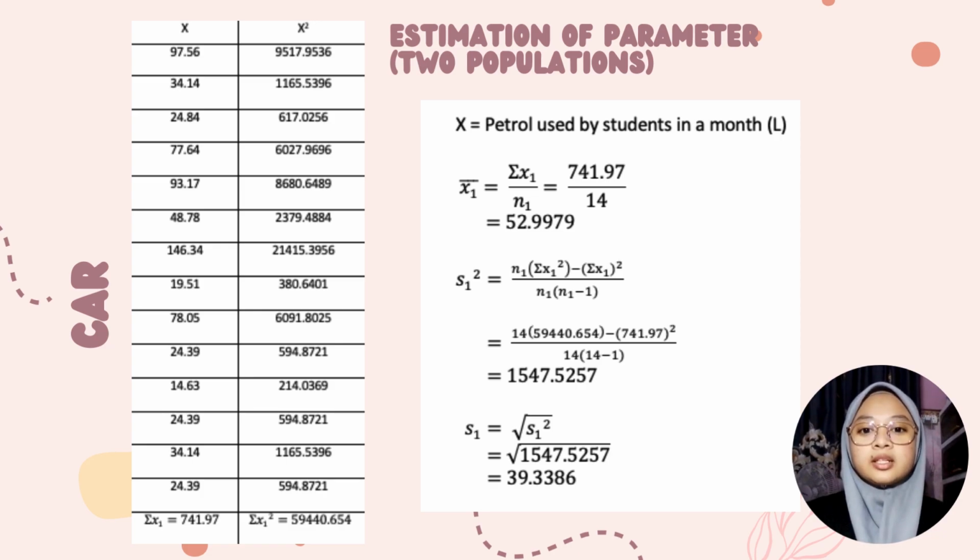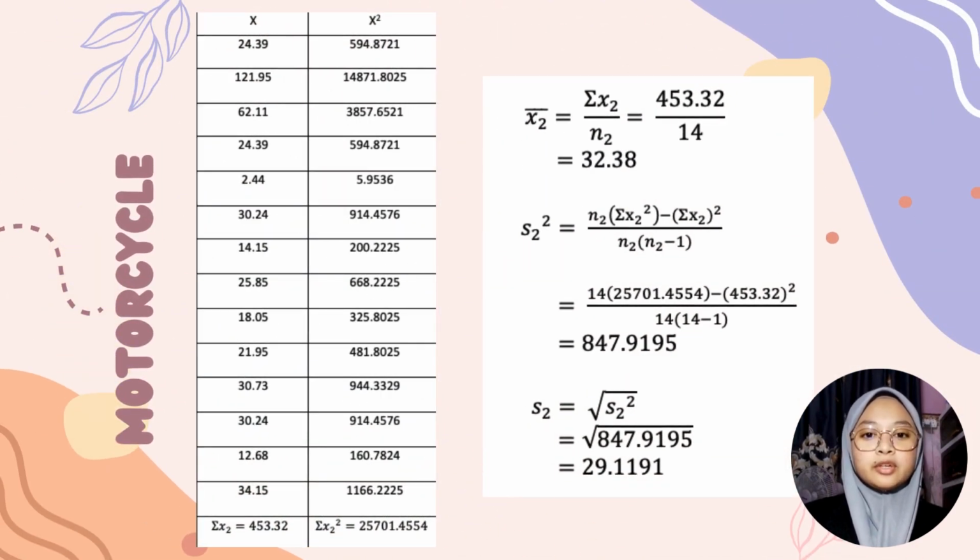Then we calculate the variance using the given formula. The variance we get from the calculation is 1547.5257. Then we square root the variance to get the standard deviation. The standard deviation for the car is 39.3386. Next, we calculate the mean for the motorcycle.